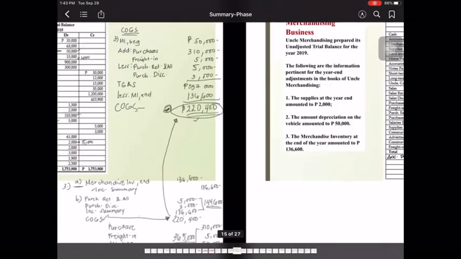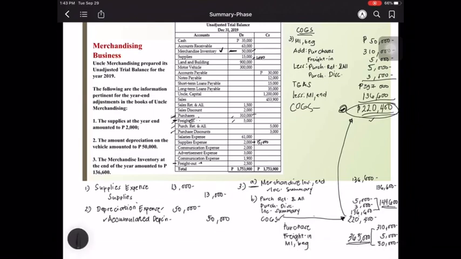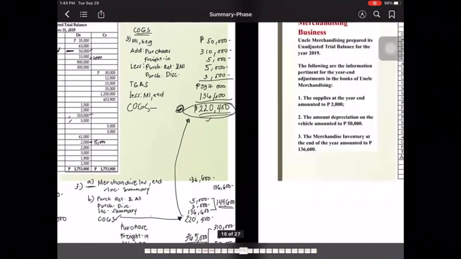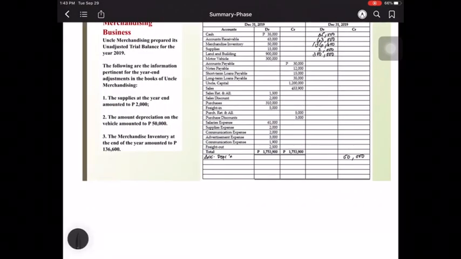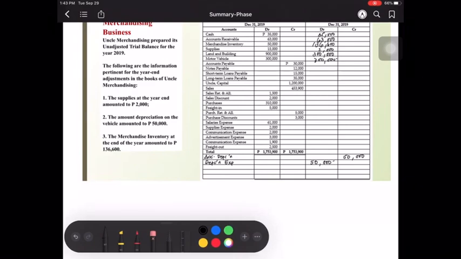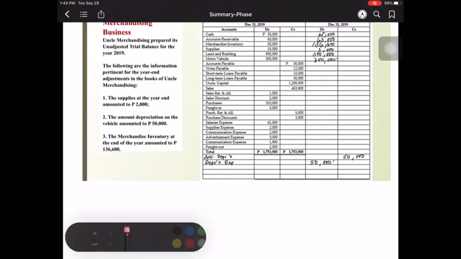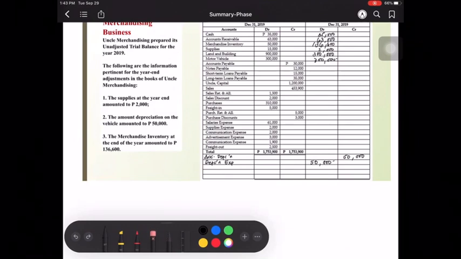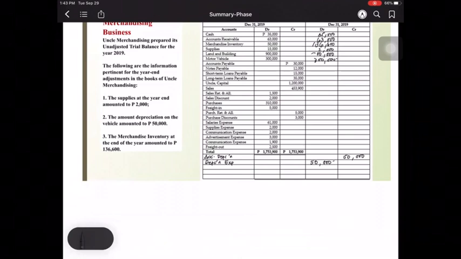So let me just show you again what we did with your accumulated depreciation here. We credited it, so we add here an account, accumulated depreciation, 50,000. And since there's no depreciation expense yet, we have to add an account for depreciation expense, and we debited here an amount of 50,000. So the motor vehicle stays to be 300,000 pesos. I think I copied the wrong amount for the land and building. This should be 900,000. So we go now to the credit side.